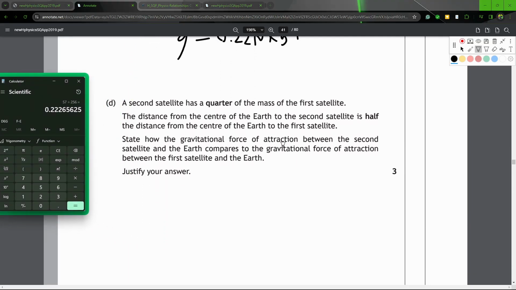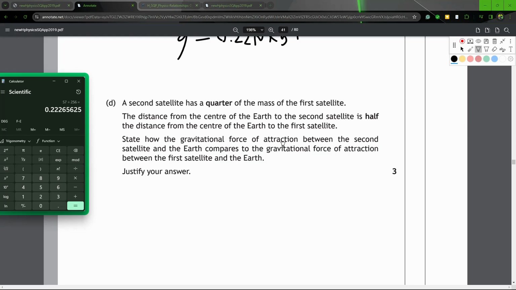A second satellite has a quarter of the mass of the first satellite. The distance from the centre of the Earth to the second satellite is half the distance from the centre of the Earth to the first satellite. State how the gravitational force of attraction between the second satellite and the Earth compares with the gravitational force of attraction between the first satellite and the Earth.